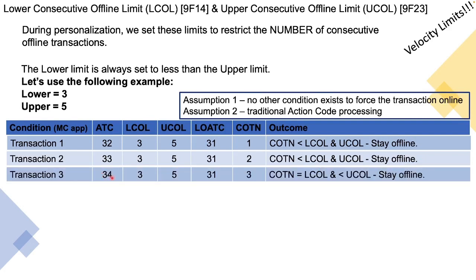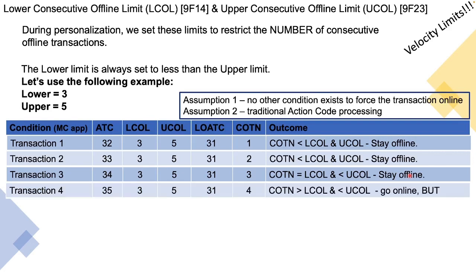Same principle. ATC is 34 now, so we're in the very next transaction, transaction 3. We know LCOL is 3, we know UCOL is 5, we know LOATC is still 31 because the previous 2 transactions we stayed offline. So now we've got an offline counter of 3. Is 3 less than the lower limit? No, but it is equal to it. And is COTN less than 5? Yes, it is. As per the action codes, you're welcome to stay offline.